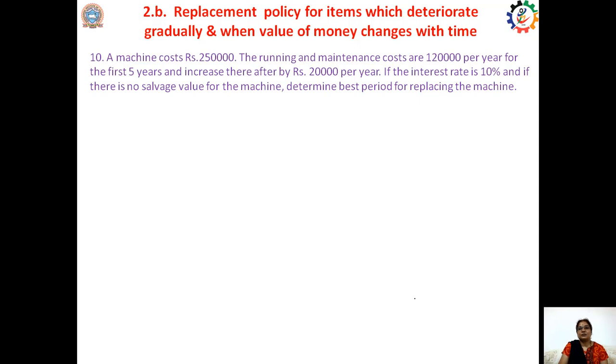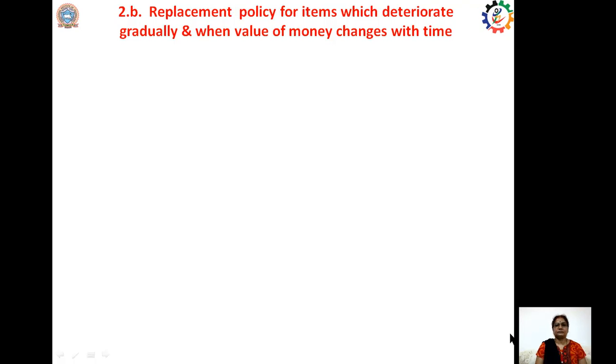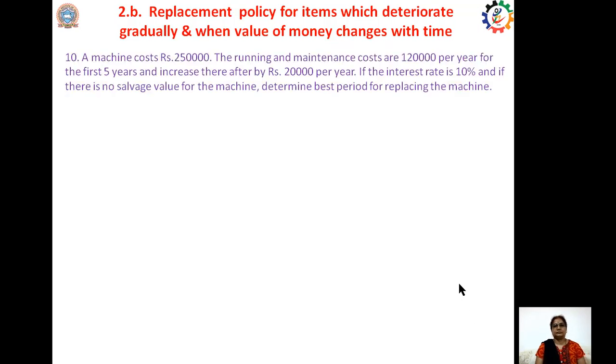Now let us go to the next variety, when money changes with time. Now let us see a problem wherein I is given. A machine costs rupees 2,50,000, the P value. Running and maintenance costs are 1,20,000, RN, per year for the first 5 years. This is a problem wherein the table is not given. So in text form it is given, we have to prepare the table.